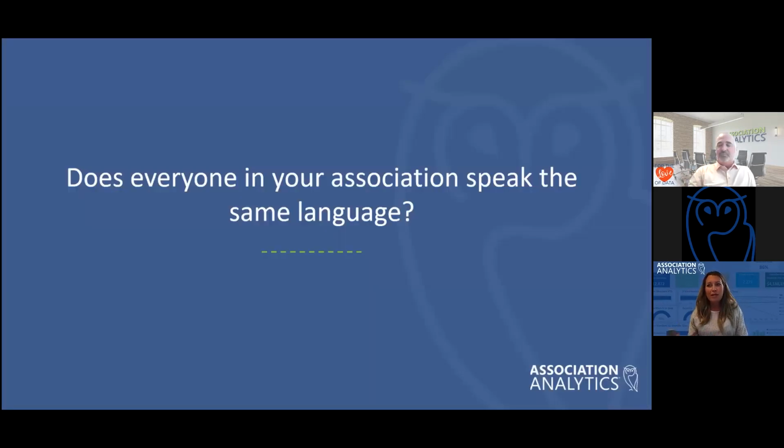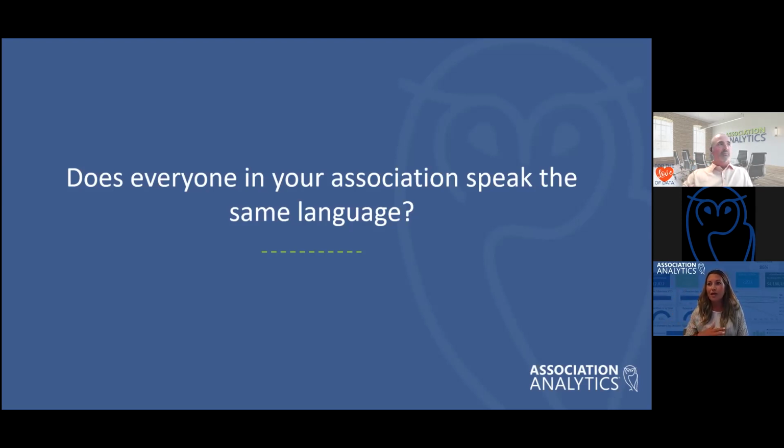So now I want everybody to think about, does everyone at your association speak the same language? When I think about it, how associations actually view their data assets is all over the map, right? Managers typically use it every day. There's directors making decisions, hopefully based off of some data. A lot of times they don't even fully trust it. And many find basic statistics and analytics confusing.